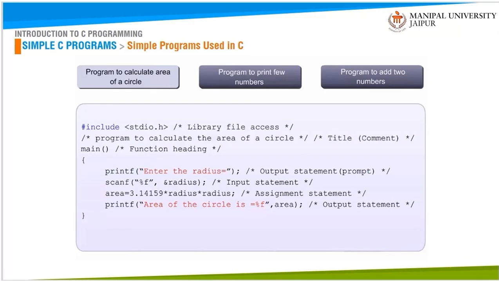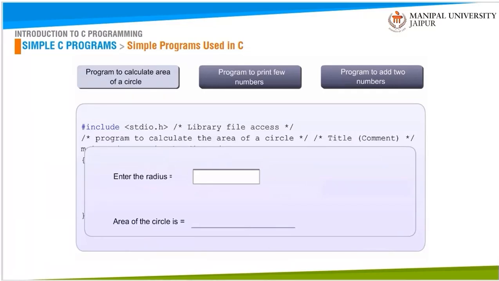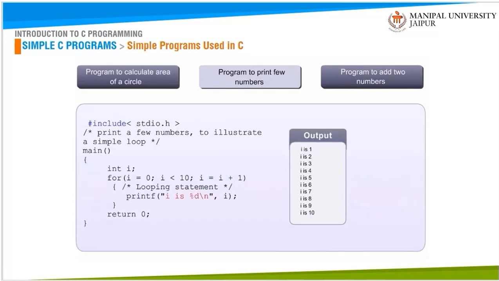The assignment statement assigns a value to the variable area and calculates the area of the circle, which is nothing but the product of pi and square of the radius. The output is printed using the printf statement, which displays the area of the circle calculated in the previous step. As we can see from the pop-up window, the user is prompted to enter the radius. Let's input the value as 80. The area of the circle is given as 2010.176.